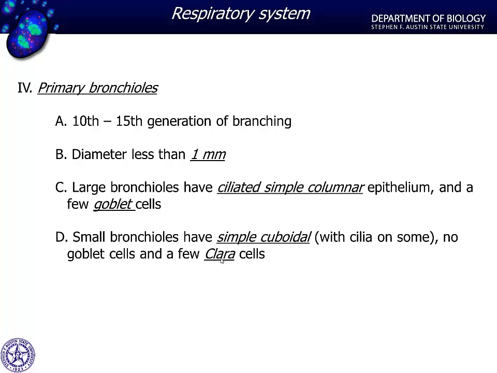Now, we do have a few goblet cells that are present, but as the diameter gets smaller and smaller, the mucosal layer is going to get more and more simple, with fewer and fewer cell types, until we get down to the point that we have our air-blood barrier. So when we get to the small bronchioles, by then we have simple cuboidal, and they may or may not have cilia here, but we're not going to have any goblet cells, and we're going to introduce a new cell type that we'll talk about later. And these are the Clara cells that are going to be present in our small bronchioles.